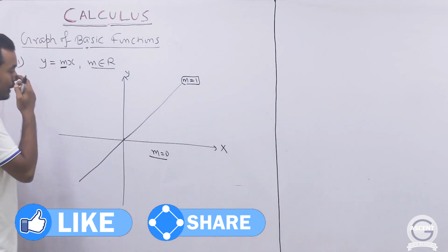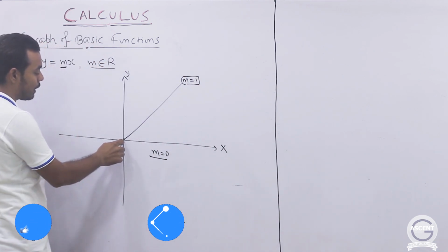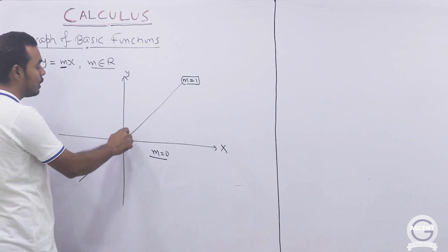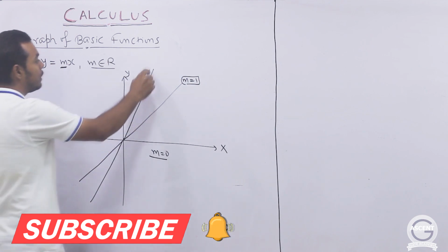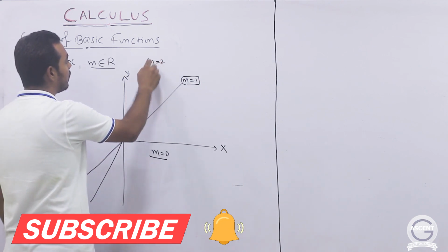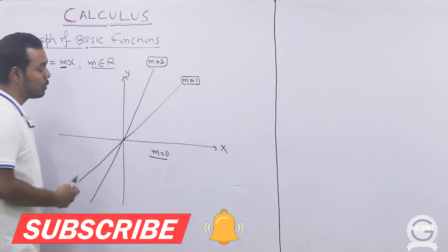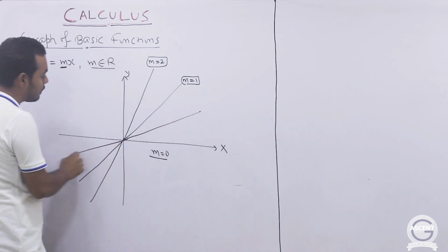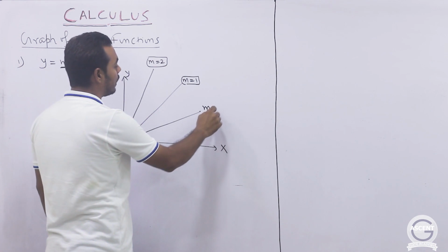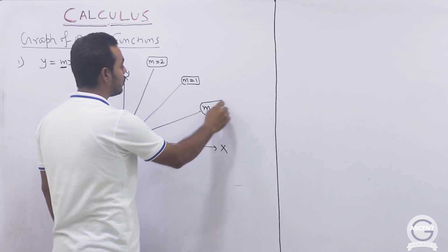Now as you increase the value of m, suppose if you have another line whose slope is 2, then this line will be something like this. Okay, this will be your line with a slope 2. Similarly, suppose if slope is say 1 by 2, then it will be a line on this side of y equals to x line. This will be your line with slope m equals to 1 by 2.